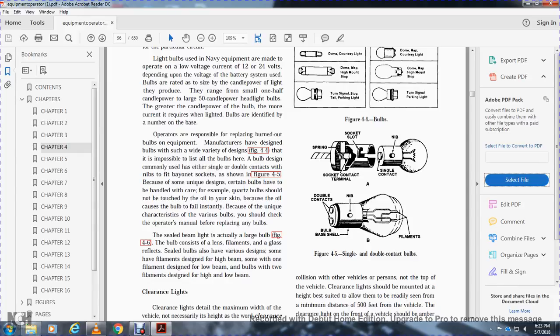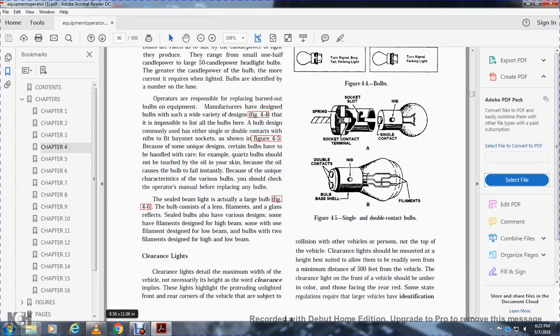The sealed beam light is actually a large bulb. Figure 4-6 shows that the bulb consists of the lens, the filaments, and the glass reflector, with single bulbs of various designs. Some have a filament designed for high beam, some have a filament designed for low beam, and some have two filaments designed for high and low beam.